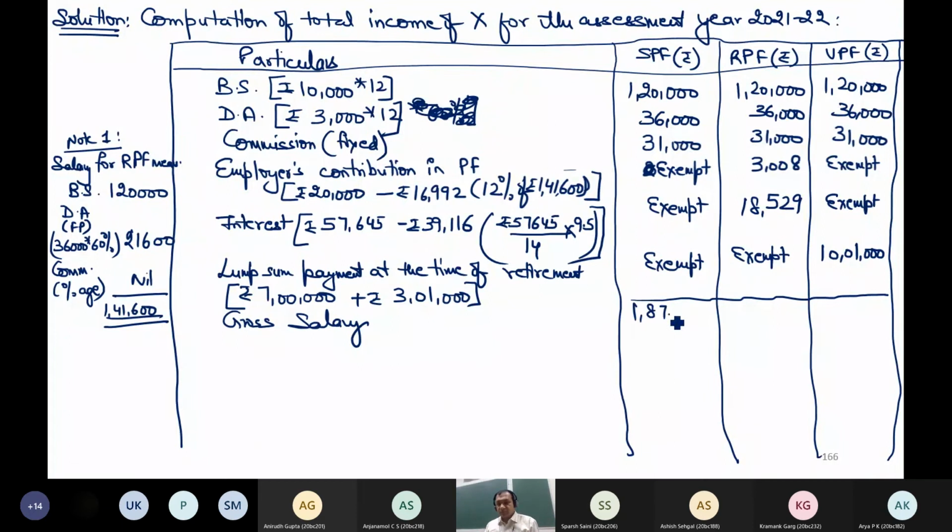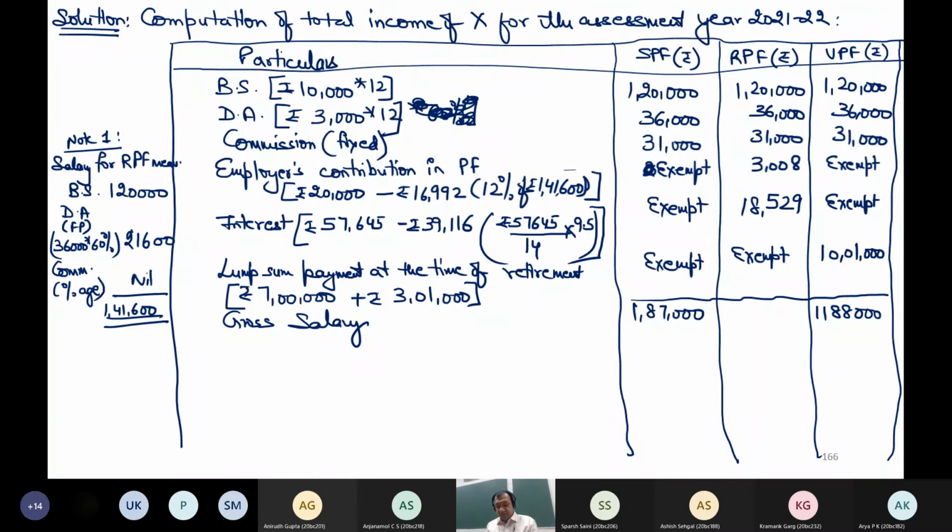1,87,000 plus it is 11,88,000. Now you can see the loss in case the provident fund is unorganized, unrecognized. That is where normally we should avoid, as an employee, going into the unrecognized provident fund.